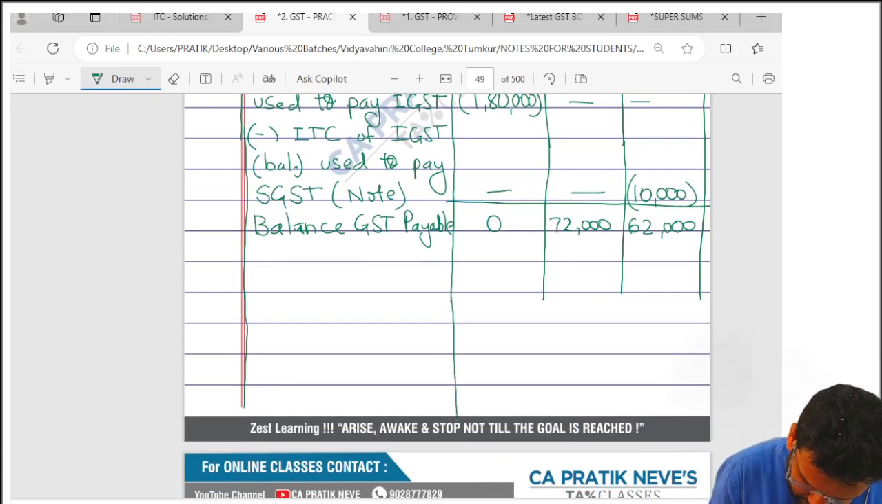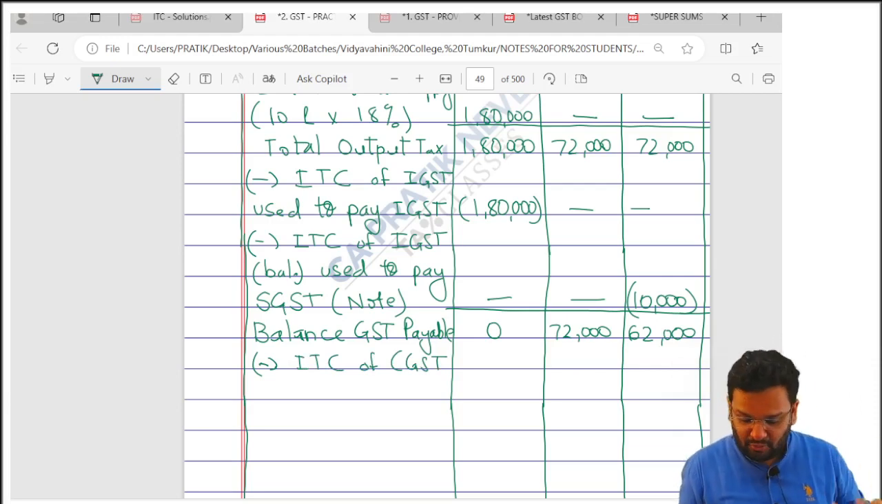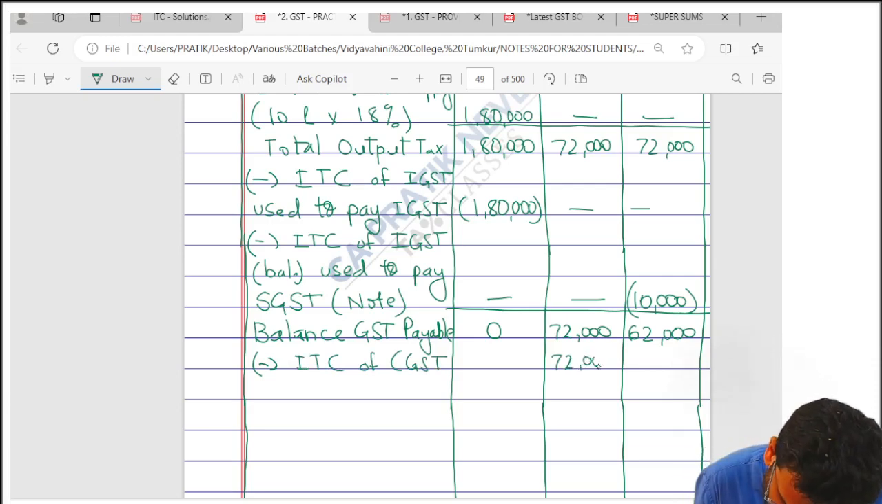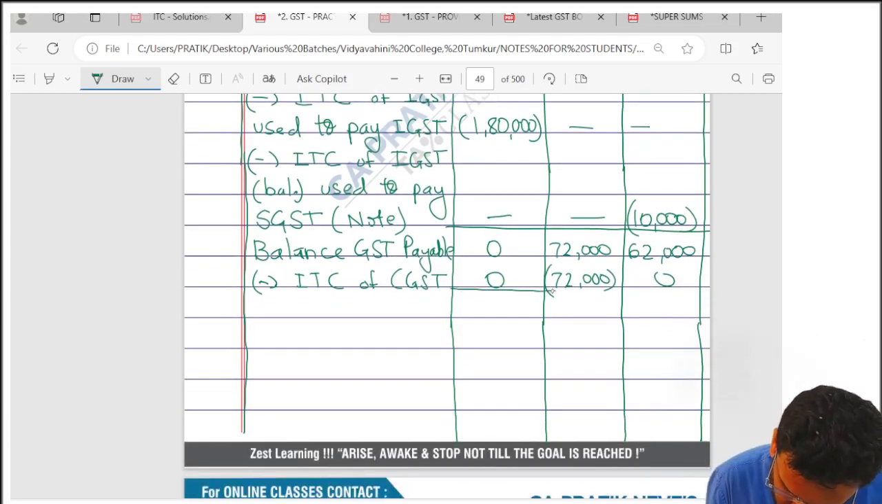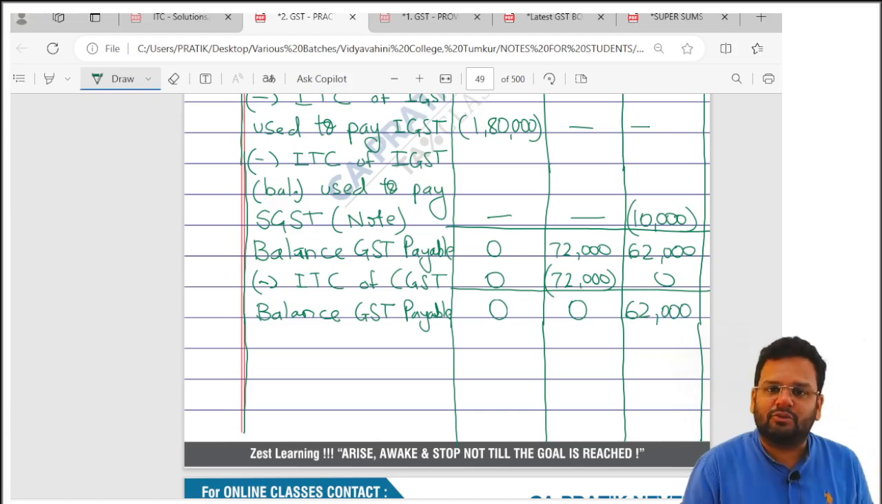Now what are you using? Yes, less: ITC of CGST. Tell me what is ITC of CGST? 72,500. So comfortable. Useful 72,000. Now what is balance GST payable? 0, 0 and 62,000.